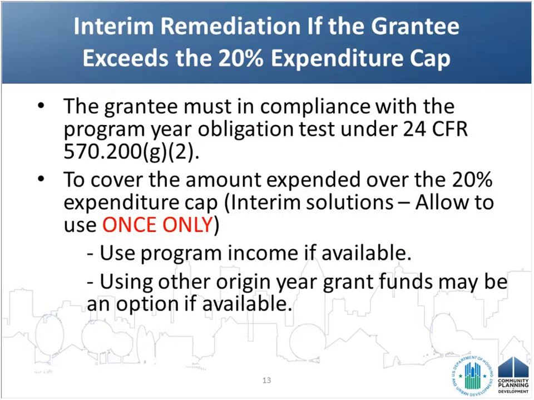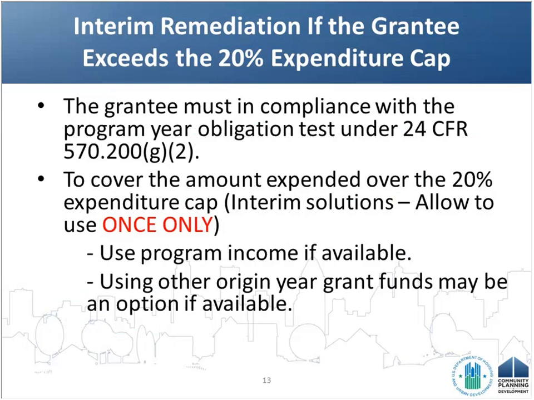However, HUD realized the origin year expenditure cap is new, and some grantees violated that expenditure test due to a lack of understanding of the requirement. So HUD offers one-time interim remediation solutions if the grantee exceeded the 20% expenditure cap.